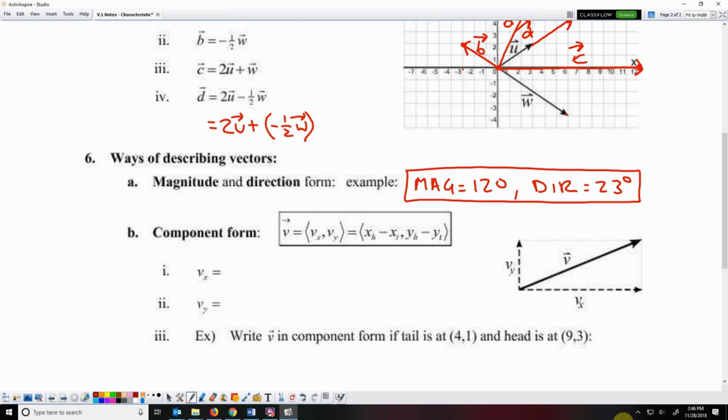You might also see a vector in component form. So here's an origin right here, 0, 0. Here's a vector, and it's got an x component, how far it goes to the right, and a y component, how far it goes up. So the vector's x component is the horizontal component. The vector's y component is its vertical component.